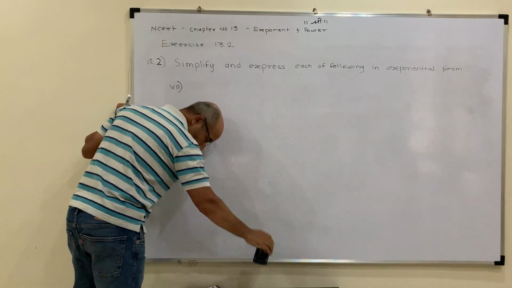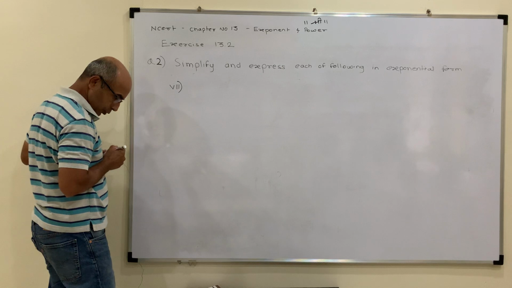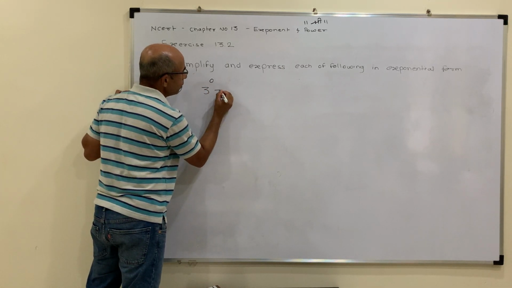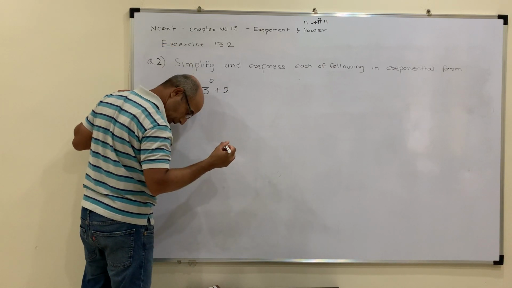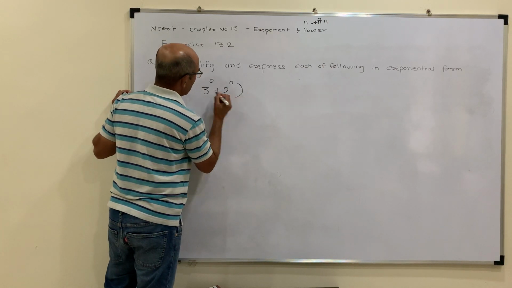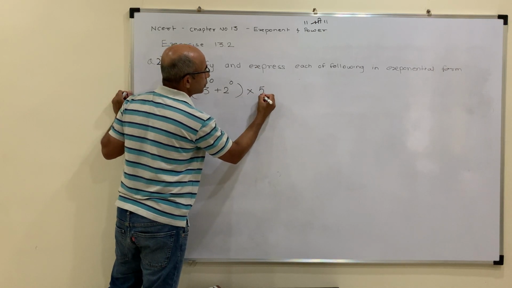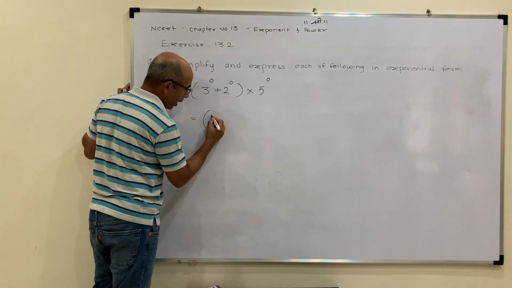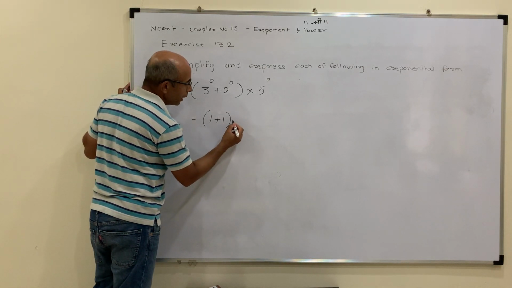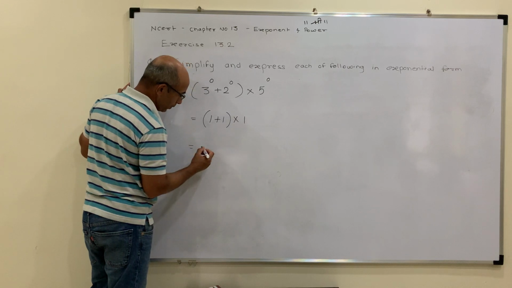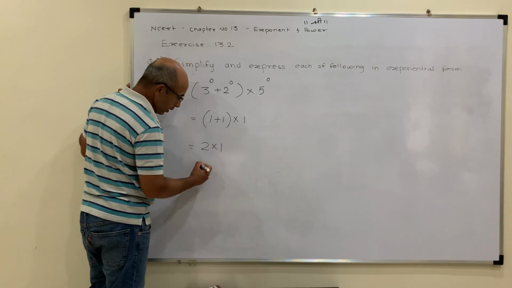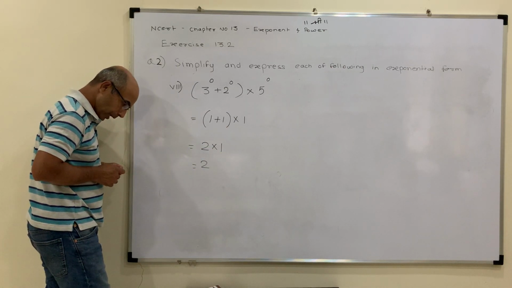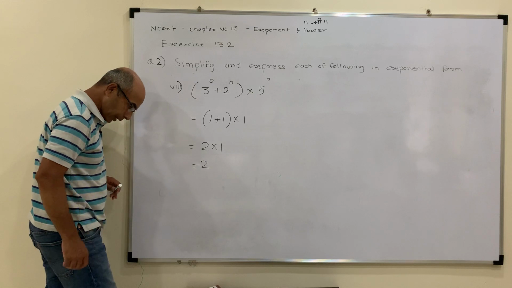So now let's move on to the eighth one. 3 raised to 0 plus 2 raised to 0 into 5 raised to 0. Again, anything raised to 0 is 1. So 1 plus 1 into 1. So comes out to be 2 into 1 equals 2. Now let's move on to the ninth one.